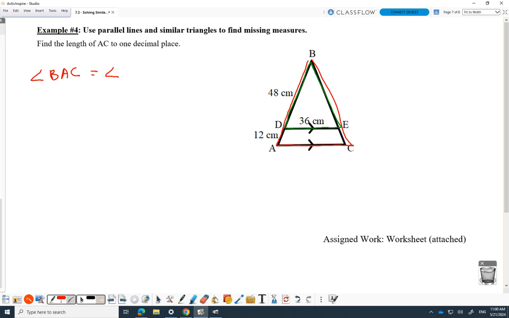BDE. And what's that called? Geez, does anyone have the fancy word for this? Inside the little upside down F pattern there? This is why this chapter is good as an assignment. You can flip back into your notes and find out. Do you see that it's an F? It's an upside down F? Corresponding.